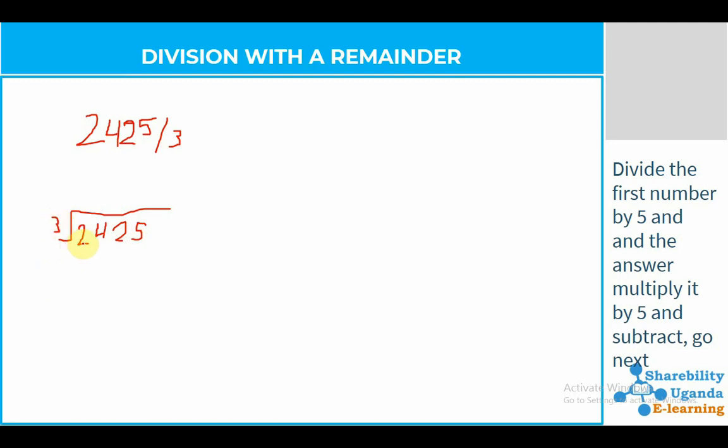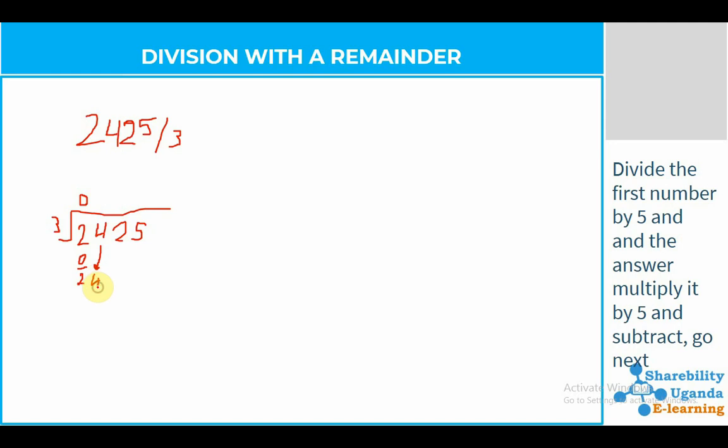We say 2 divided by 3. It is impossible, so we write a 0. And this times this, we shall get a 0. When you subtract, we shall subtract 0 from 2 and come out with a 2. So we bring this 4 up there and it becomes 24.